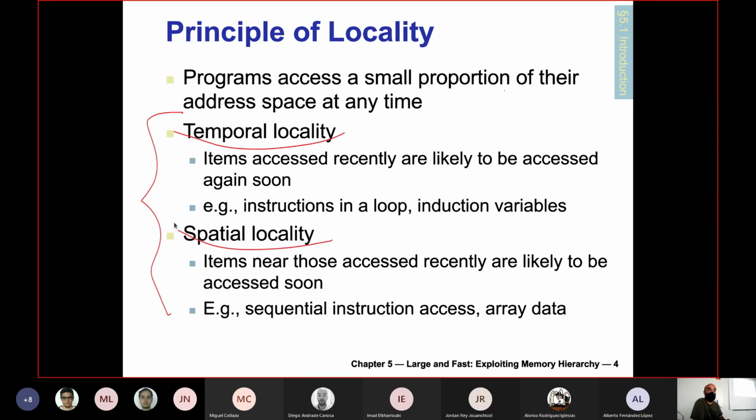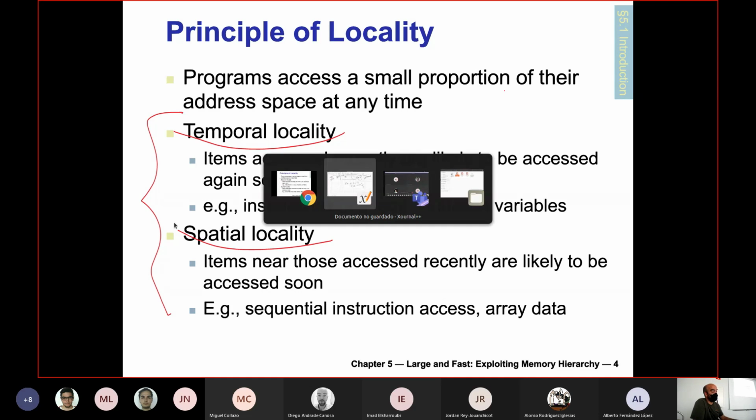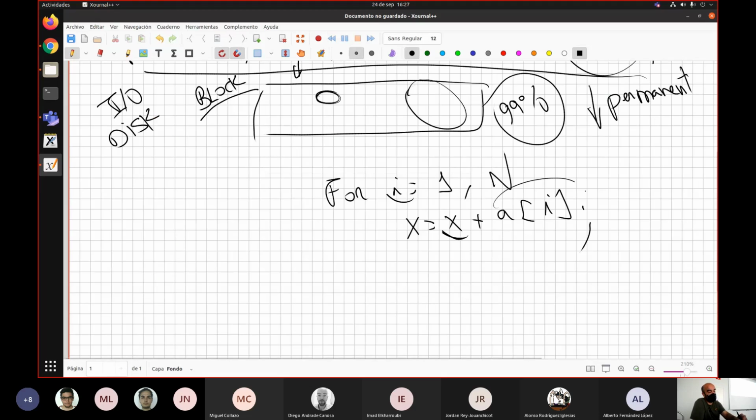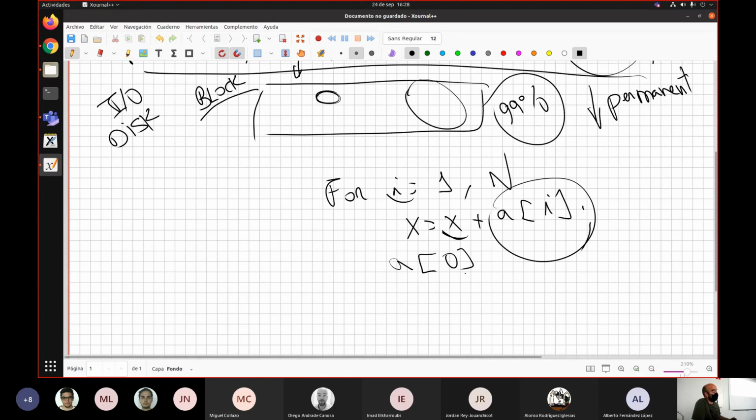And as you can see in this example, this also works at the source code level, okay? Because in this case, the access pattern for A is that you access A0, then A1, well, or 1, and then 2, and then 3, and so on, okay?